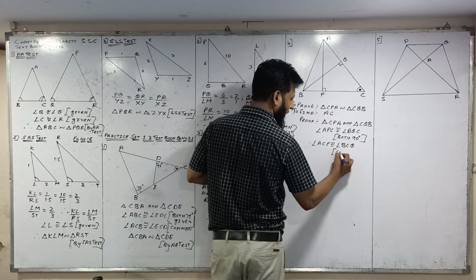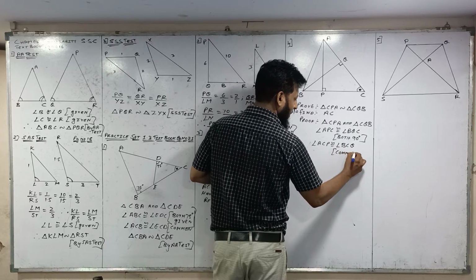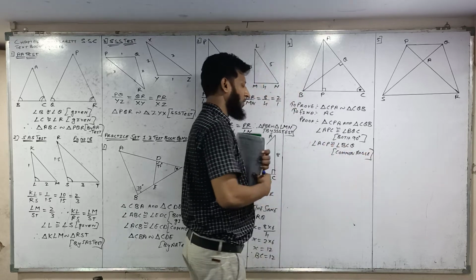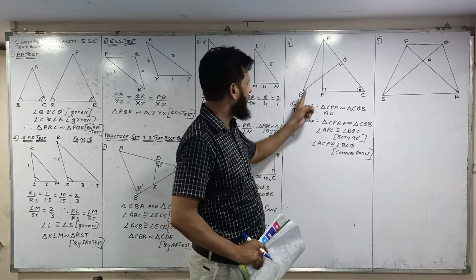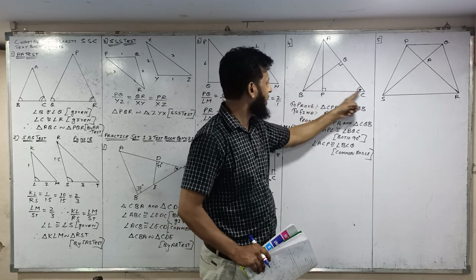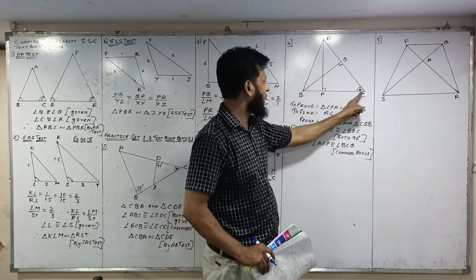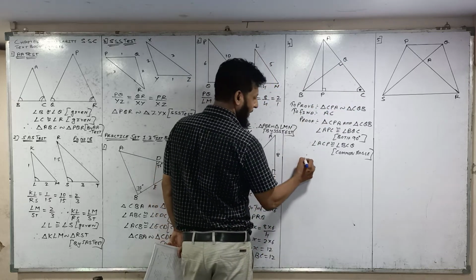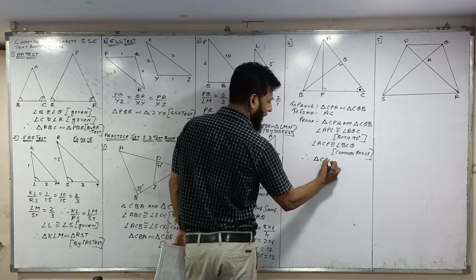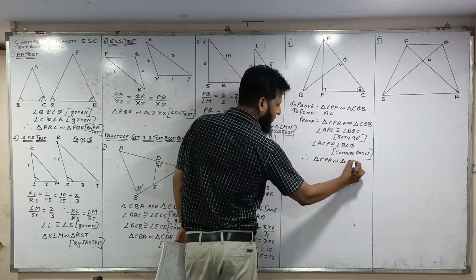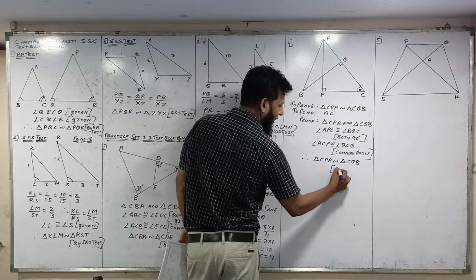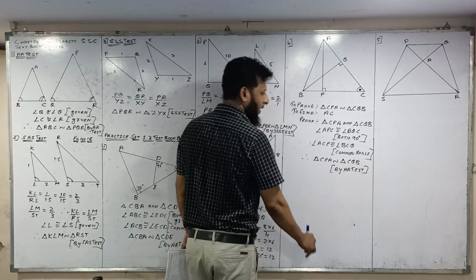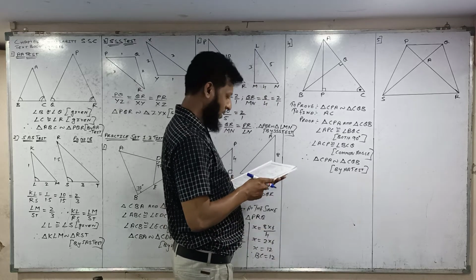BCQ, common angle. The names are different, but the angle is C only. In this triangle we can name it ACP, and in this triangle we can name it BCQ. Therefore triangle CPA is similar to triangle CQB by AA test. If the triangles are similar by AA test, then the corresponding sides are proportional.